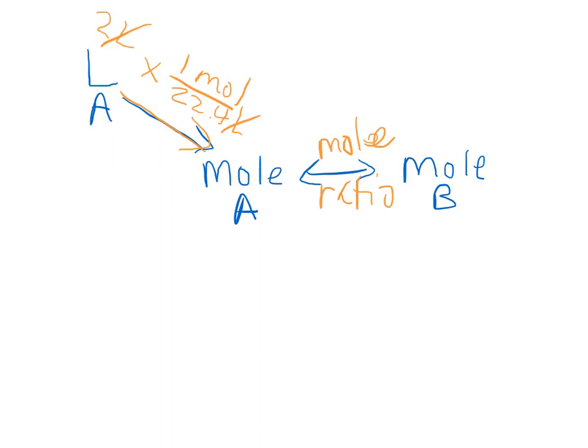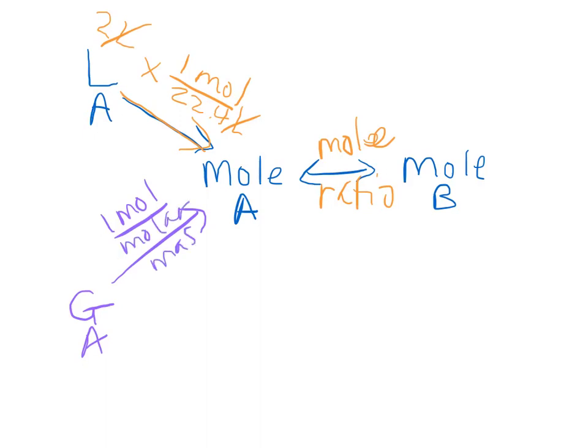Another thing they might ask you to do is to go from grams of A to moles of B. Starting off with grams, or this might be our mass, we're going to get to moles of B. But we can't just go straight from grams of A to moles of B. We have to stop at moles of A. So you would multiply by 1 mole over whatever the molar mass is, then you have the moles of A, then you use the mole ratio to get the moles of B.